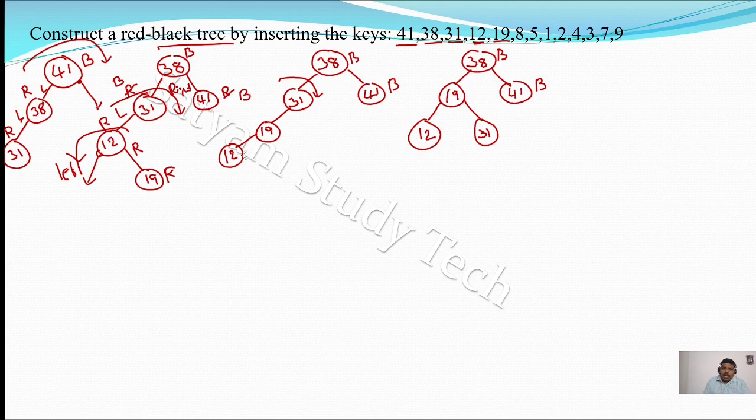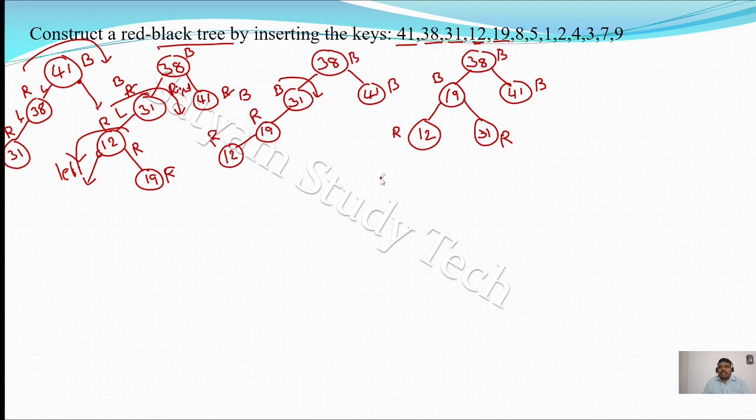Here also black. Now let's see the color of 19. The color of 19 is red, the color of 12 is red, and the color of 31 is black. Now which two nodes are changed? 19 and 31 will be changed, and 12 becomes the child of 19. We have to change only these two colors. So 19 is red and we change it to black. 31 is black, so we change it to red. 12 is red, so leave it as it is.